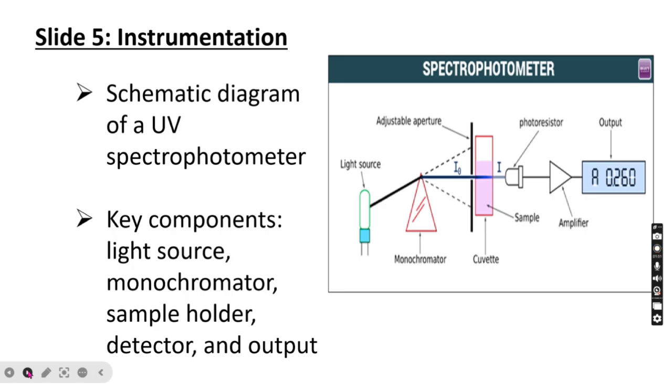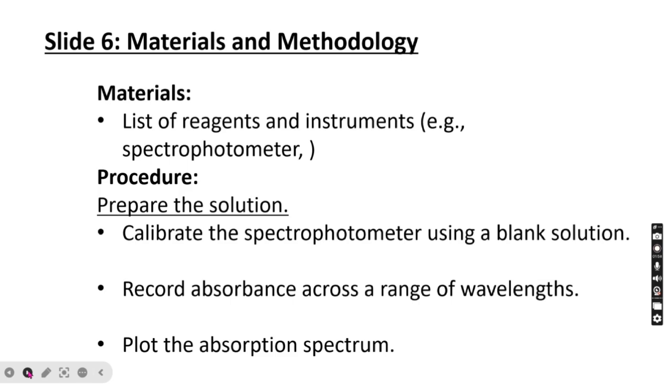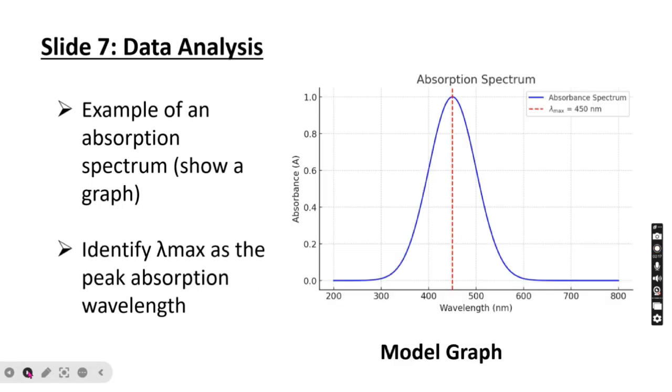Slide 6. Materials and methodology. Materials: list of reagents and instruments, for example, spectrophotometer. Procedure: prepare the solution. Calibrate the spectrophotometer using a blank solution. Record absorption across a range of wavelengths. Plot the absorption spectrum.